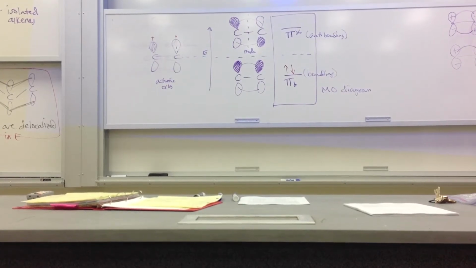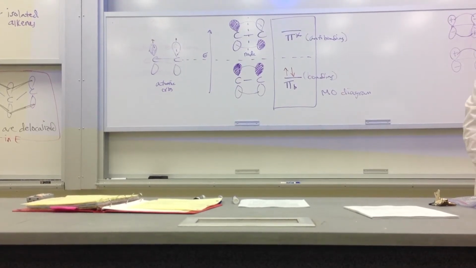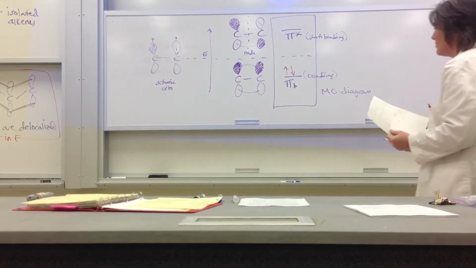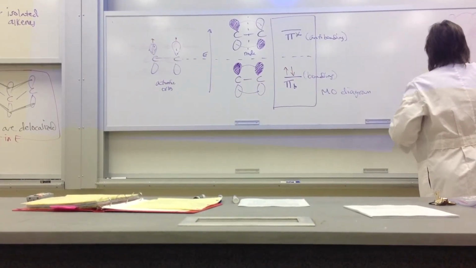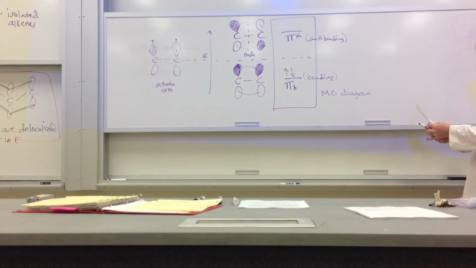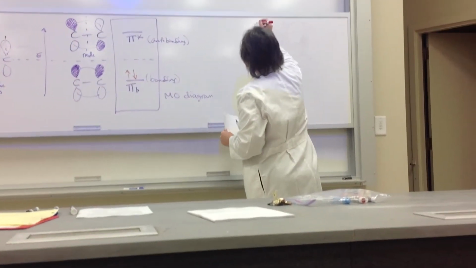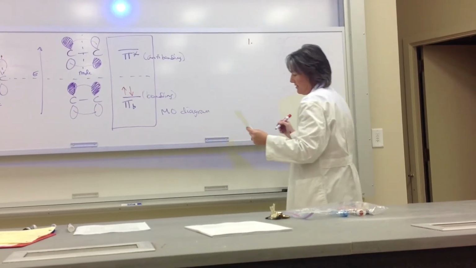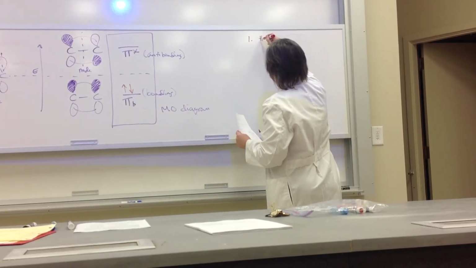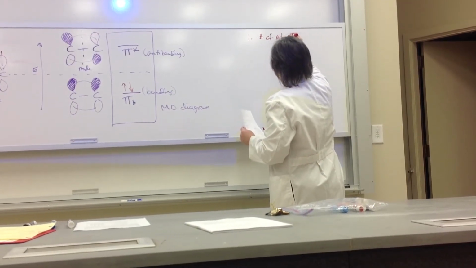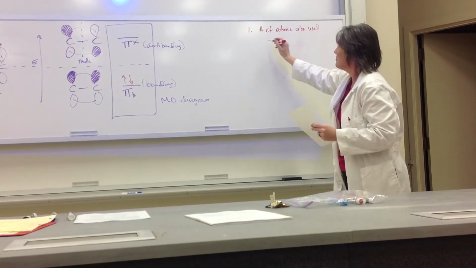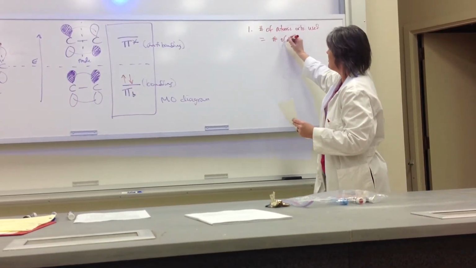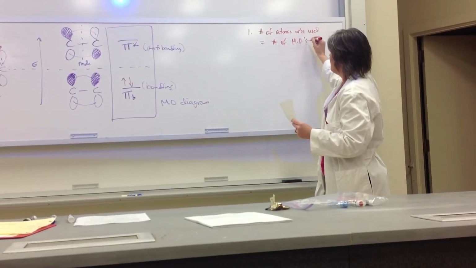So now we're going to build 1,3-butadiene, 4 p orbitals. It gets a little more exciting. There are some points that I want to make before we launch into doing it, because it is a little more complicated. So there are 4 main points. Number 1, as we're doing it, the number of atomic orbitals used is going to be equal to the number of MOs created.